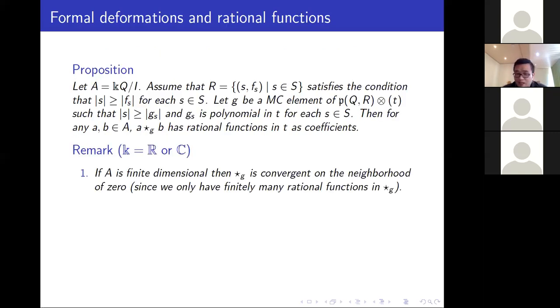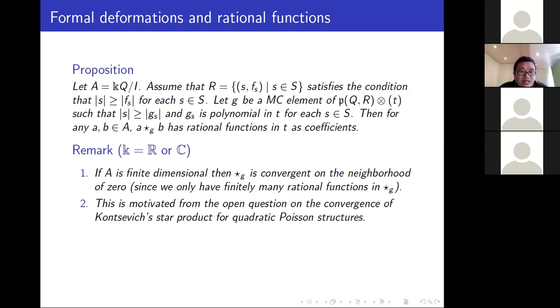Okay, and if A is a finite dimensional algebra, then the star product is convergent on a neighborhood of 0, because by this result we know there are only finitely many rational functions appearing in the star product. Namely, because we have a finite dimensional algebra, we have only finitely many irreducible paths, and the rational functions are just the coefficients of the irreducible paths. So we have only finitely many poles, and this means we can find a uniform bound, and the star product is convergent in the region smaller than this bound.